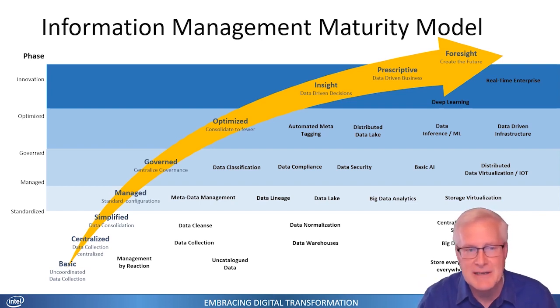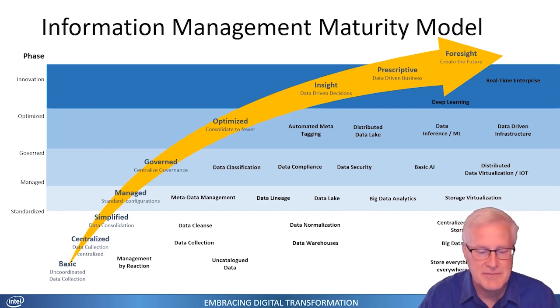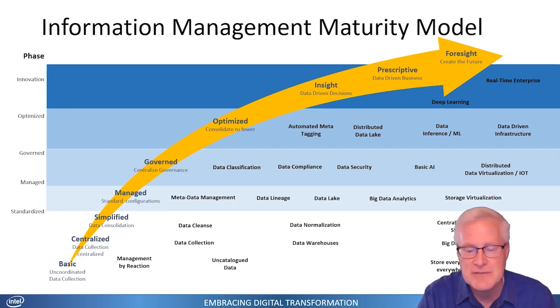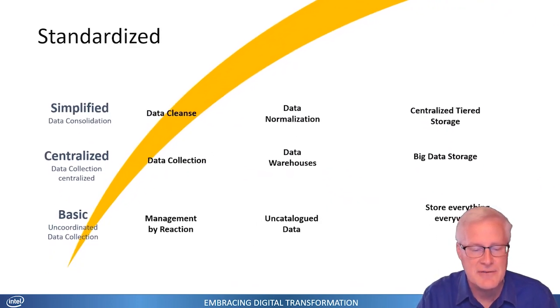So let's dive right into this model and find out what the different phases are. And ultimately we want to move from where you're at today, which we'll find out, all the way up to what we call real-time enterprise, where you have foresight and you're creating the future from your information and you're not just a slave to your information. So let's drop right into the first phase, which is standardized.